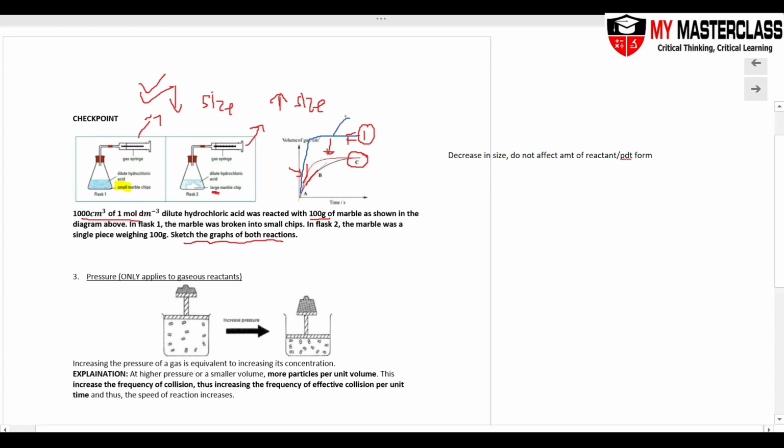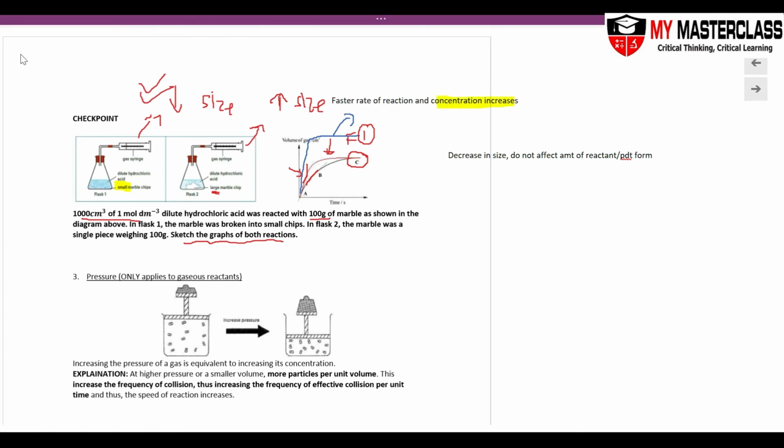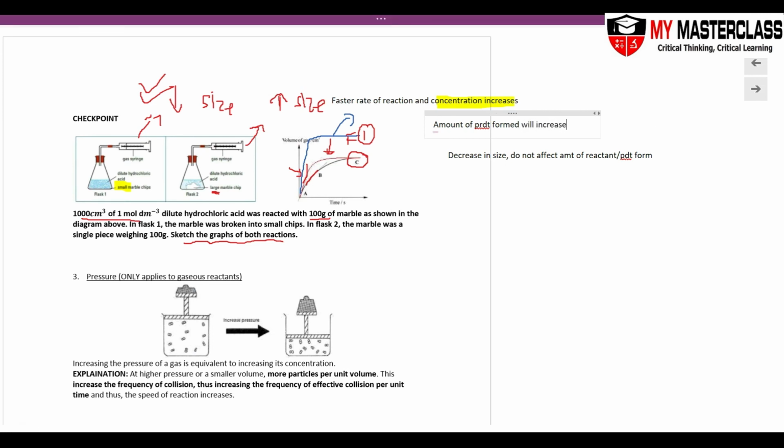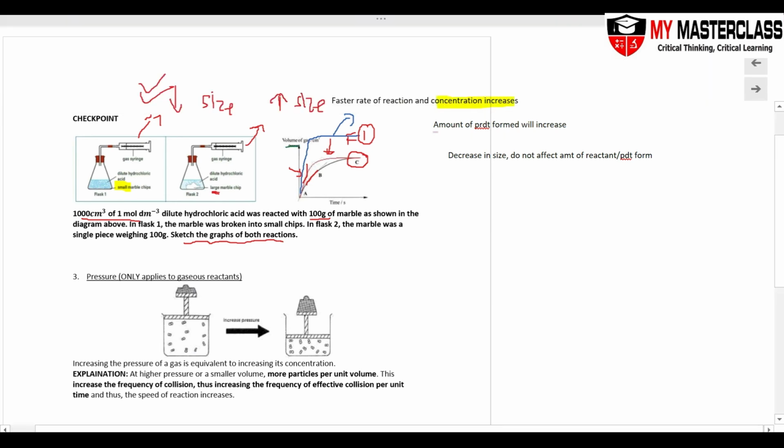For these blue ones that I just drew, this is a faster rate of reaction and the concentration increases. So if I have a higher concentration, when my concentration increases, the amount of products formed will increase. That's why my graph, which measures the volume of gas, for example carbon dioxide gas, should be higher.